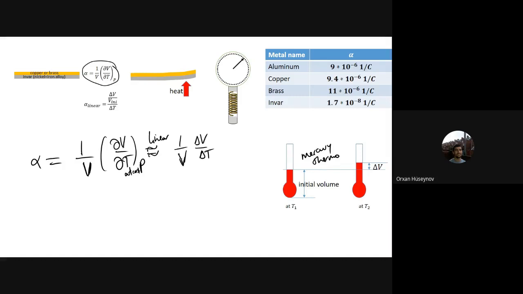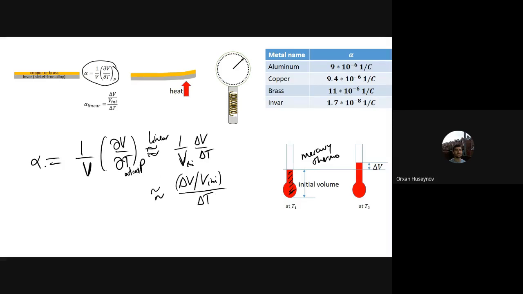Okay, this V is the initial V, the initial volume. Say that this is the initial volume of the mercury. And this quantity, I can take one more step and simplify it. I can write it as delta V divided by the initial volume times delta T.